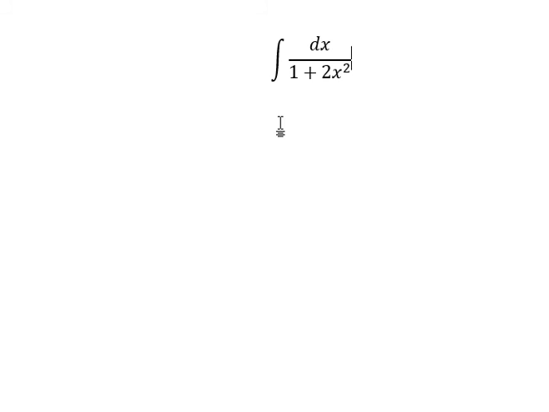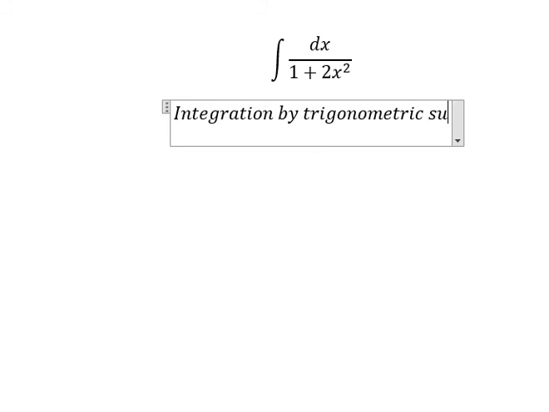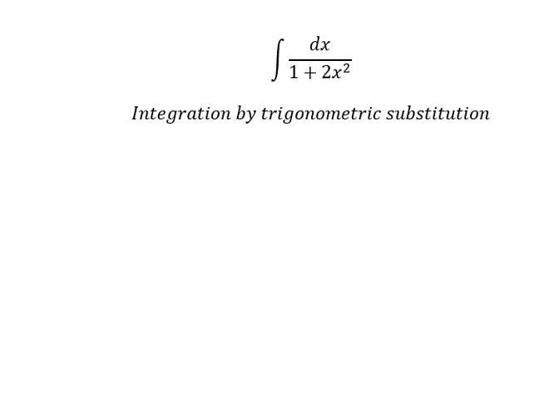And the last one, we need to use integration by trigonometric substitution. So we put s equal to 1 over the square root of 2 tan t.